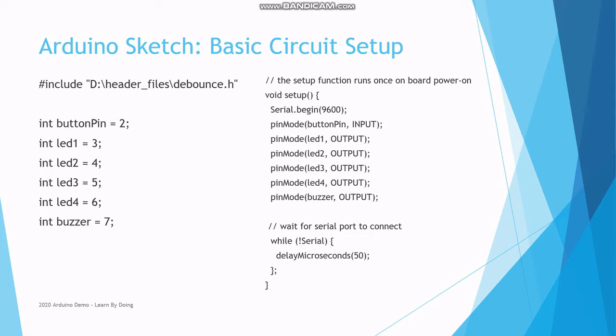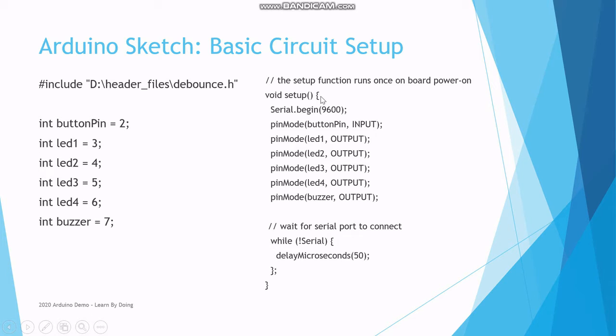The basic circuit setup related code in the Arduino sketch is in the beginning. You will see the include statement, then some integer variable setup. The numbers 2, 3, 4, 5, 6, 7 relate to the digital pin numbers which are used in the Arduino sketch. So digital pin number 2 is used as the button pin, 3 for LED 1, 4 for LED 2, 5 for LED 3, 6 for LED 4 and 7 for the buzzer. They are all integer kind of variables.